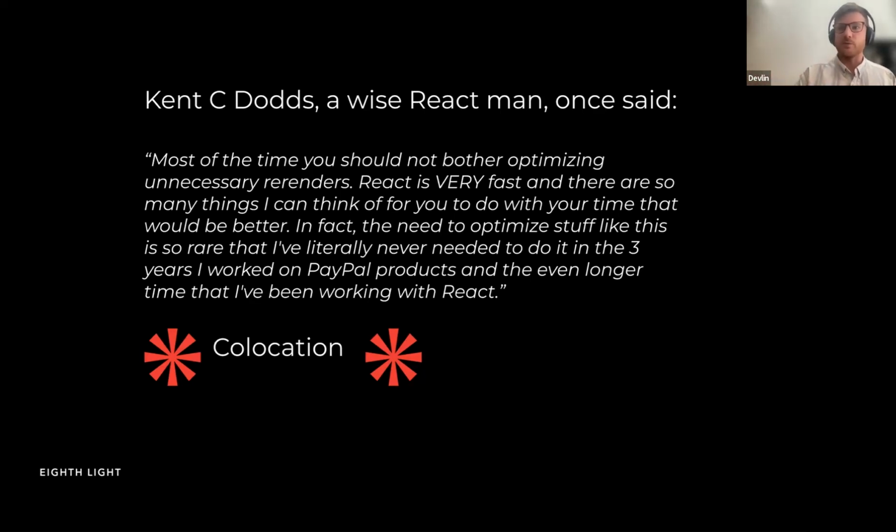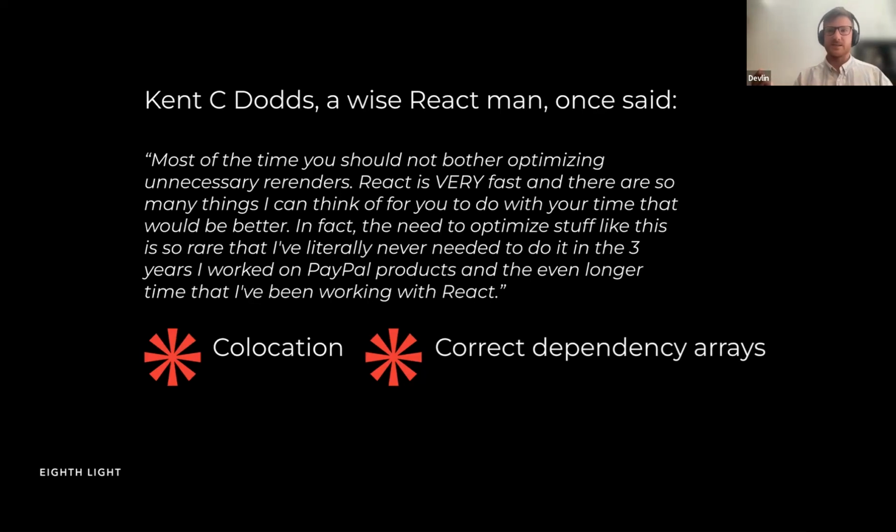It's beyond the scope of this talk to go into detail about all the ways you should be using React correctly. But we already saw one, which is correcting dependency arrays. So instead of using objects and functions and arrays in your dependency arrays, try to use primitives where possible.